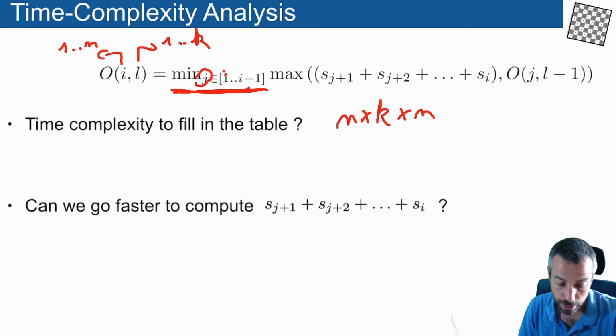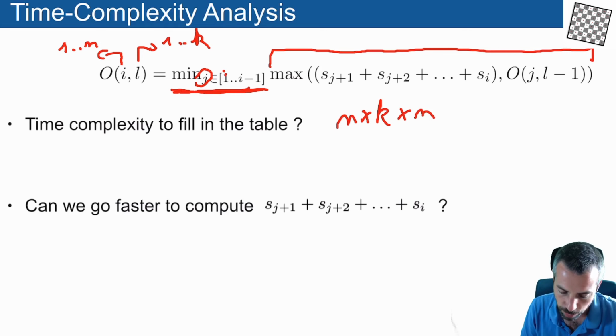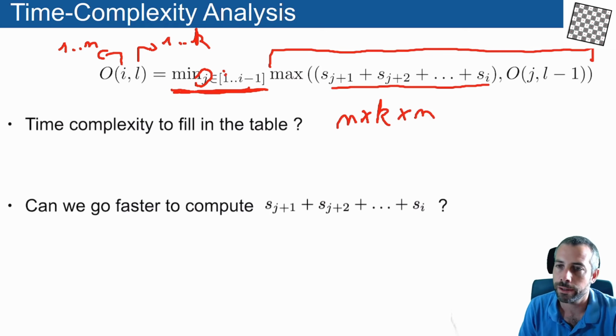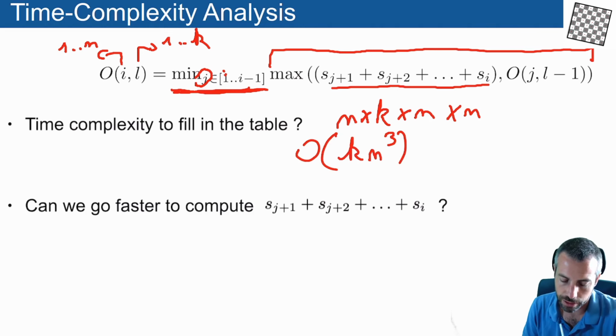And then we also have to take into account how to compute this. Taking the maximum between two elements is order of 1, but doing the summation of this prefix can also take n. So again, I need to multiply by n here. So it means k times n cubed. This is my time complexity, order of k times n cubed.